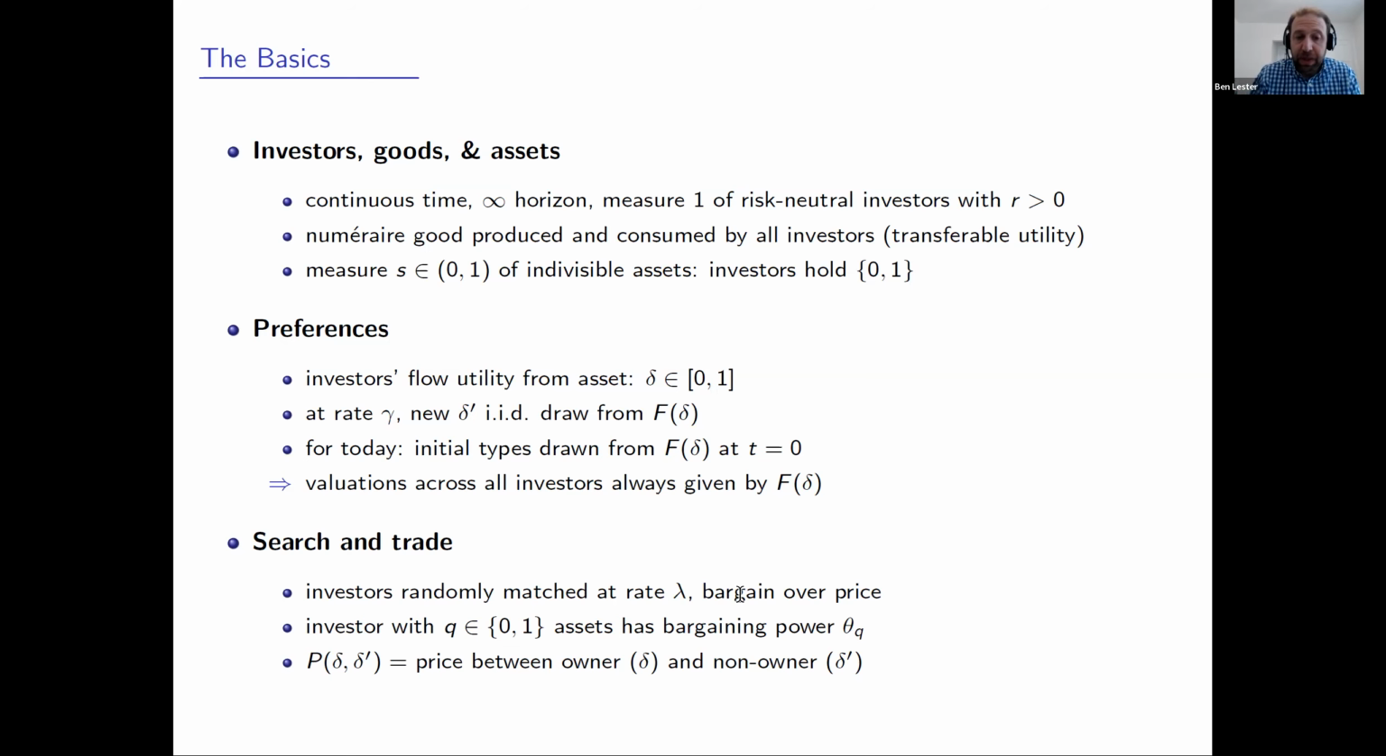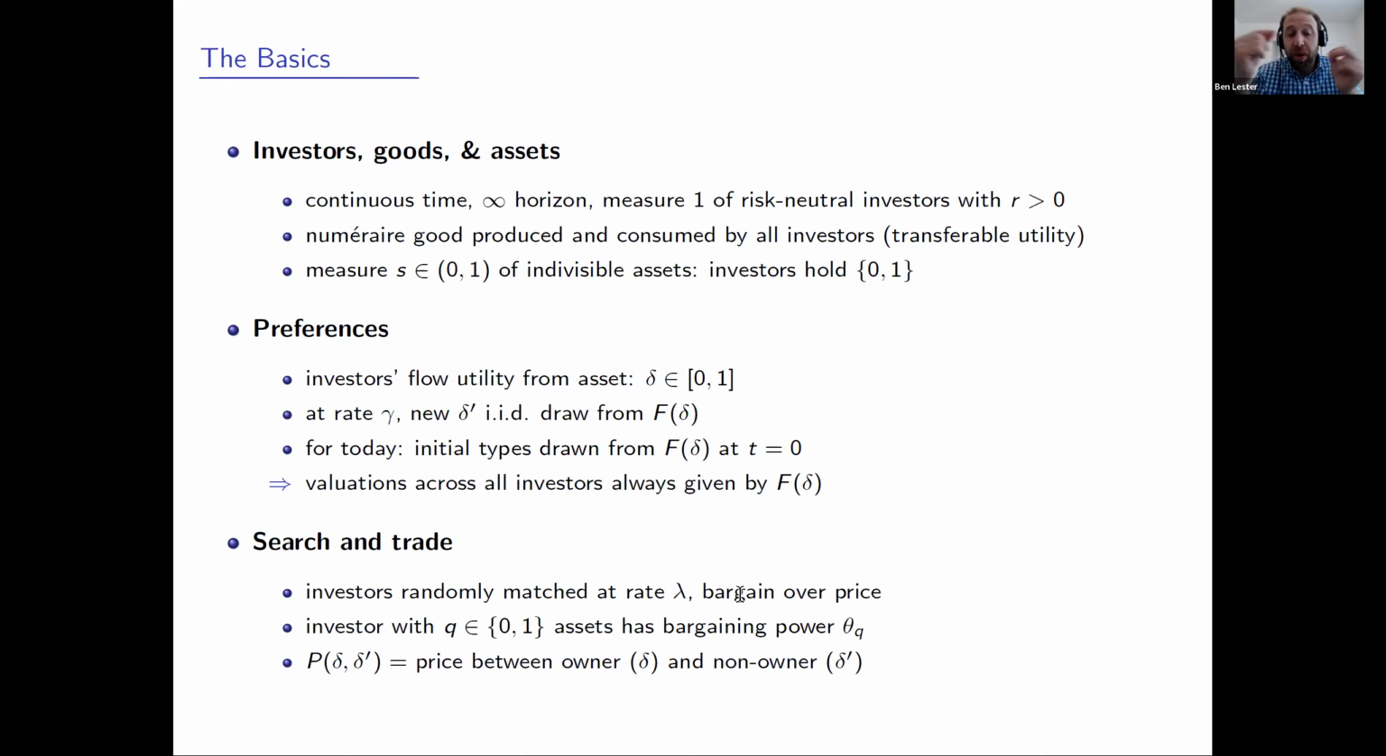The last piece of the puzzle here is that investors are going to be randomly matched with each other at some Poisson arrival rate lambda. Once they meet, they bargain over the price. We're going to assume that the investor with asset holdings Q, which is either 0 or 1, has bargaining power theta Q, excuse me. Of course, theta 0 plus theta 1 has to add up to 1.